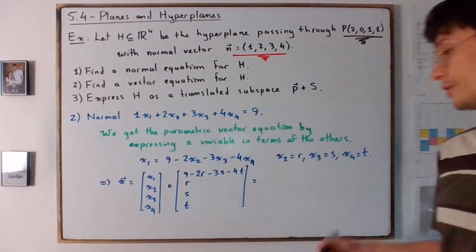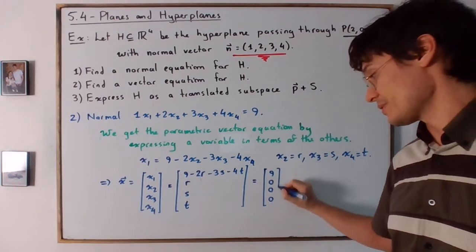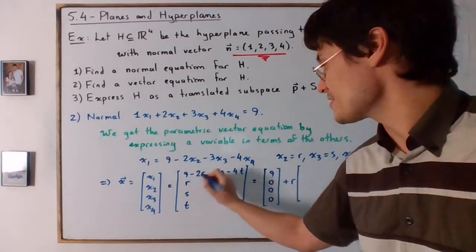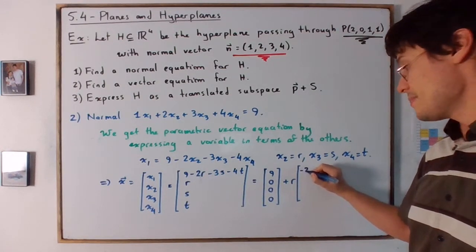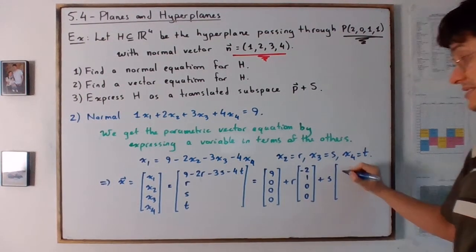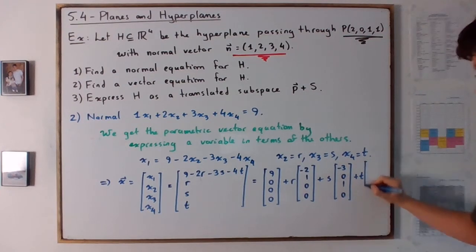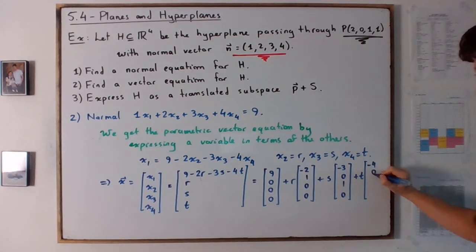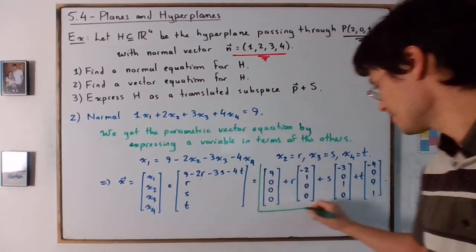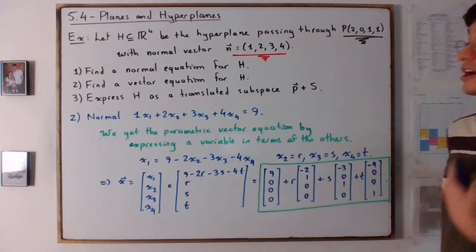From there, you are doing what you have done in solution sets before. You split the constants, so (9, 0, 0, 0), plus r times the coefficients, the entries that contain the r. So we have here (-2, 1, 0, 0), plus s times, as you can see, (-3, 0, 1, 0). And finally plus t times the vector (-4, 0, 0, 1). So let's frame that. This is our parametric vector equation of the hyperplane.